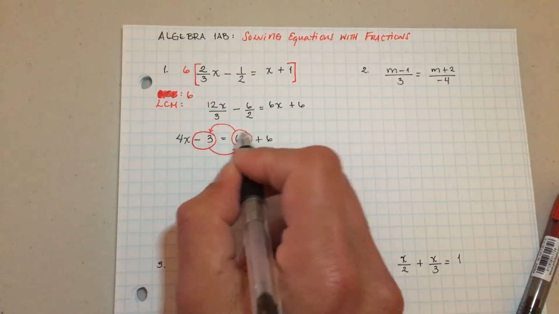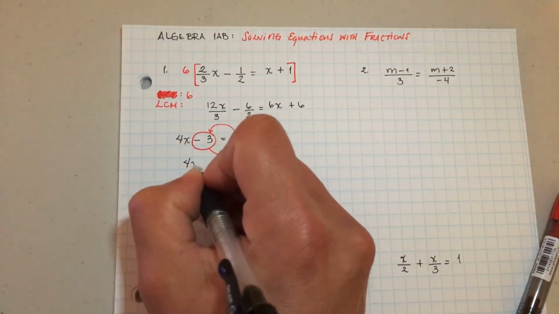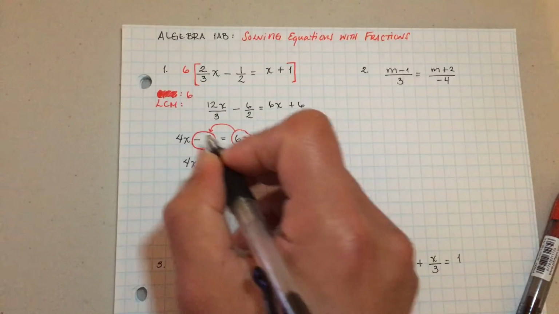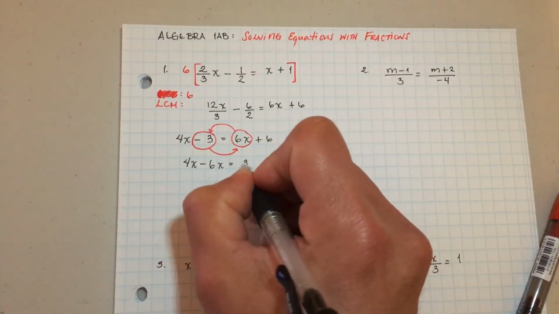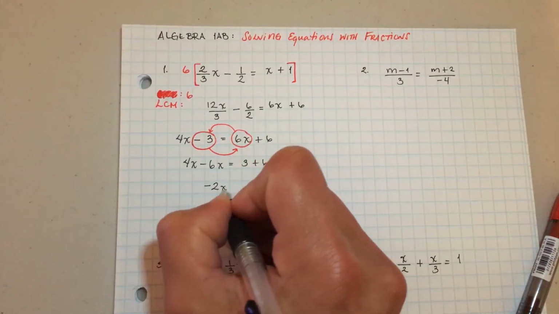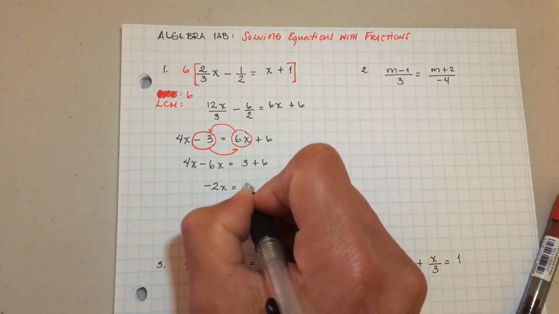So 4x, the 6x becomes a negative 6x. There's my equal sign. The negative 3, when we take it across, becomes a positive 3. Okay, 4 minus 6, be careful, is negative 2. And then 3 plus 6 is 9.